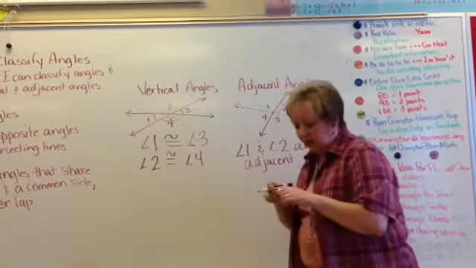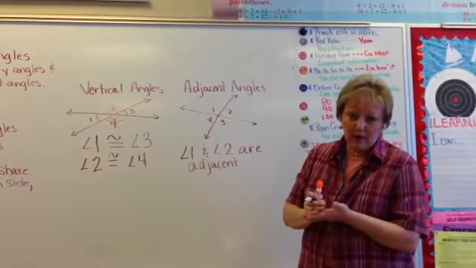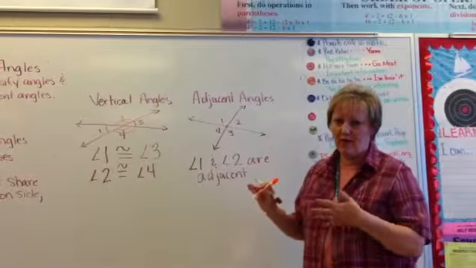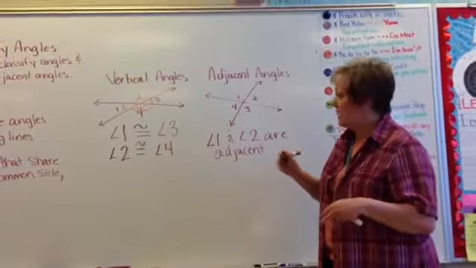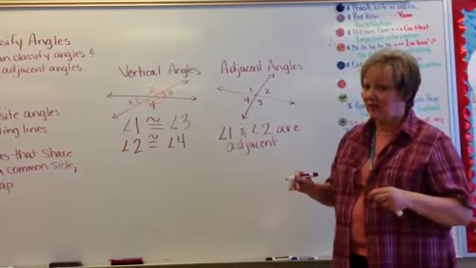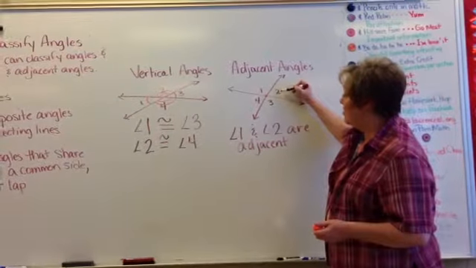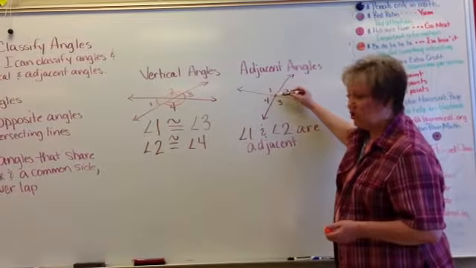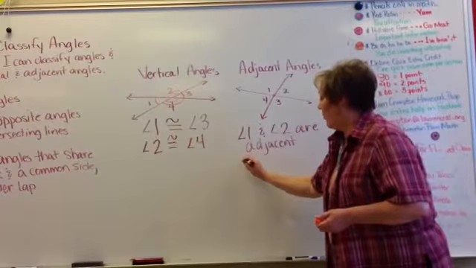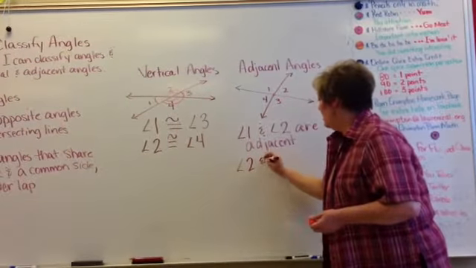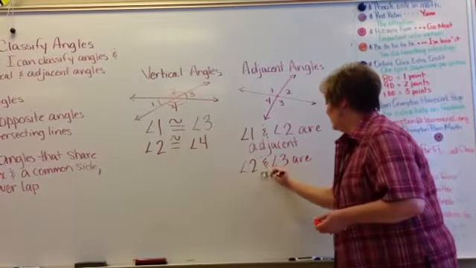Now, adjacent angles can be congruent, but for what I'm talking about right now, I've tried to draw these where they're not congruent. Now, if we went back to vertical angles, we would see some angles that are congruent. Now, there's some more adjacent angles here. Angle 2 and angle 3, they share a common vertex and they share a common side. Therefore, angle 2 and angle 3 are adjacent.